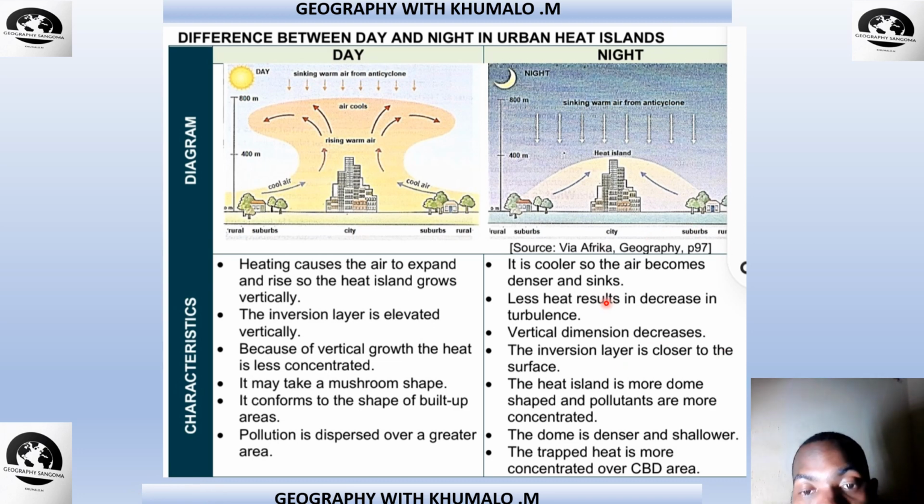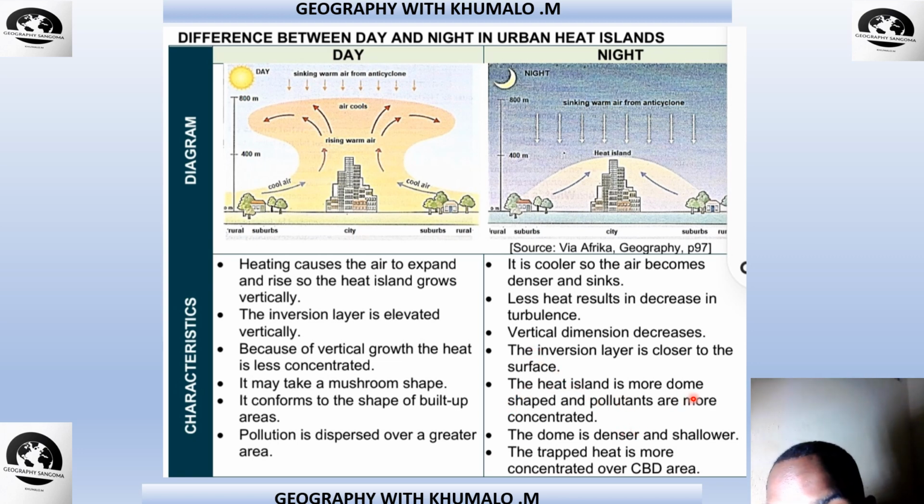Then we look at the night. It is cooler, so the air becomes dense and sinks. We expect our urban heat island, our pollution dome, to be lower than during the day, and the less heat results in a decrease in turbulence. The vertical dimension decreases. The inversion layer is closer to the surface.